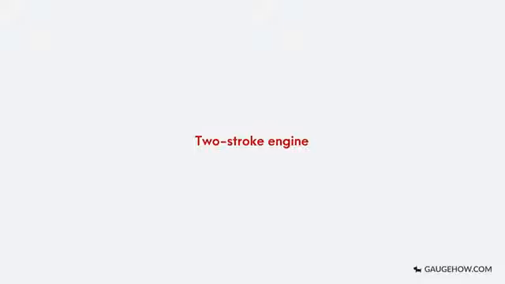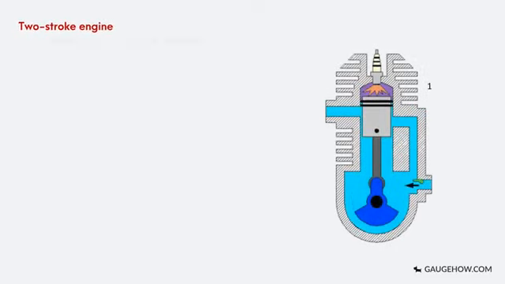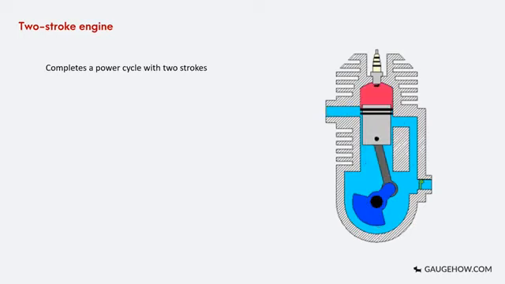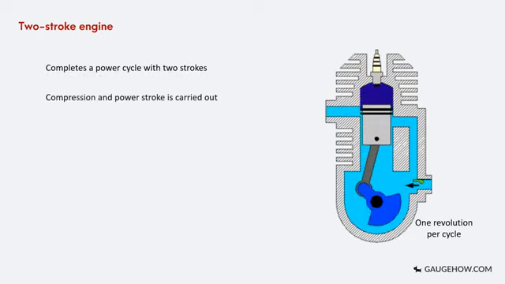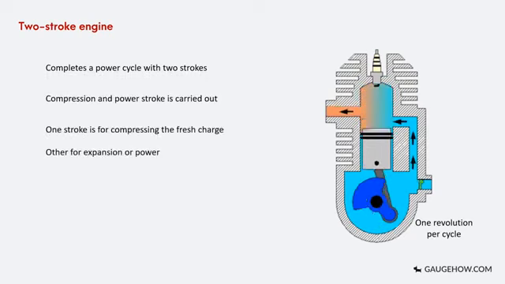The other type is the two-stroke engine. In contrast to the four-stroke engine, a two-stroke engine completes a power cycle with two strokes of the piston and the crankshaft makes only one revolution. The compression and power stroke of the four-stroke cycle is carried out in this engine without the suction and exhaust strokes. One stroke is for compressing the fresh charge and the other for expansion or power. Hence, two strokes are sufficient.